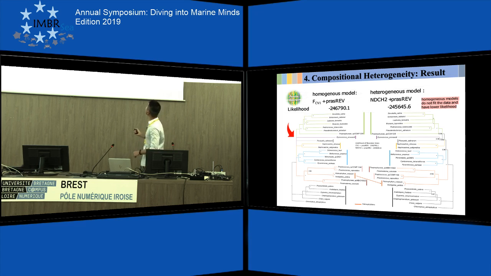So here is the result of our NDCH2 model compared with the homogeneous model. The right hand is NDCH2 and the left hand is homogeneous. First, as well, we compare the likelihood, and the NDCH2 model fits our data better than the homogeneous model. And also we can see here the backbone of the tree. Compared with this one, NDCH2 solved most of the clade relationships and gave support.